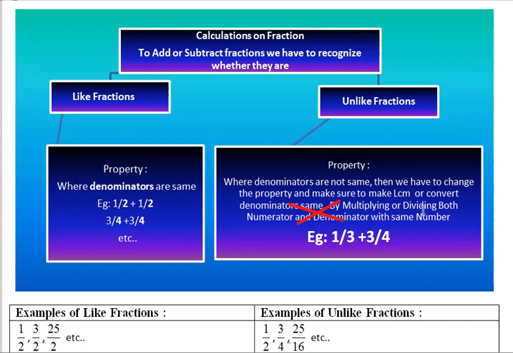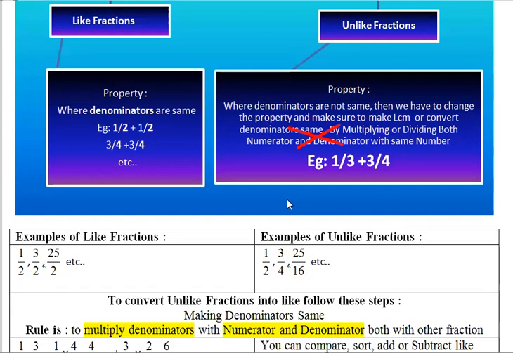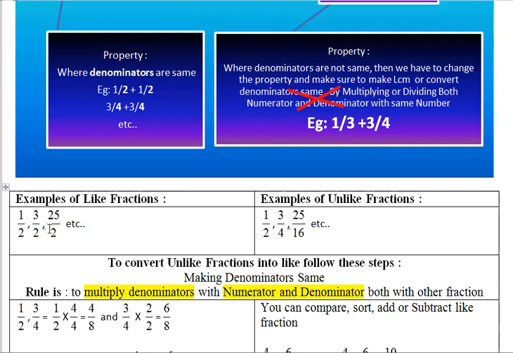For this, we need to multiply the second fraction's denominator with the first fraction's numerator and denominator both, and the first fraction's denominator with the second fraction's numerator and denominator both. By multiplying with this method, we make the LCM, so we can make the denominators the same. Let's see how it is. But first we need to understand what like fractions are. Just to recognize, examples are given over here.